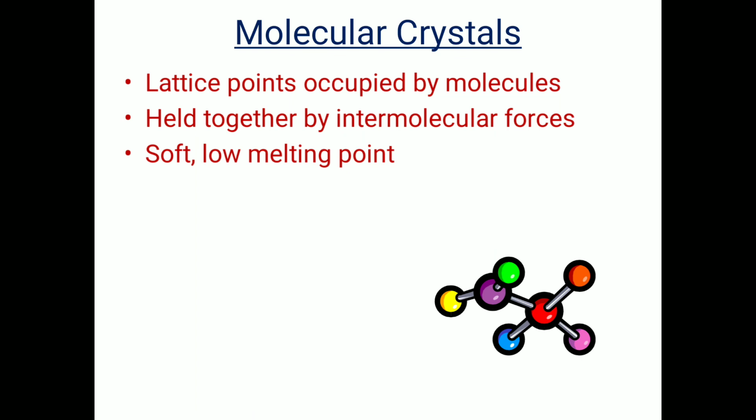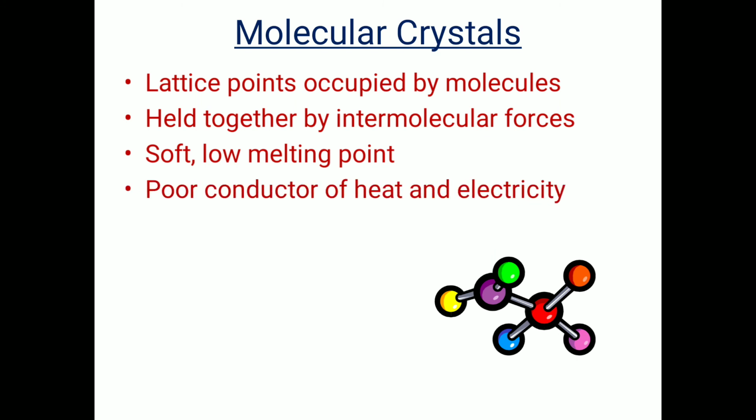So they are soft and they have got a very low melting point. Molecular solids are having very low melting point. Example, iodine crystals can be taken. They are very poor conductors of heat and electricity.